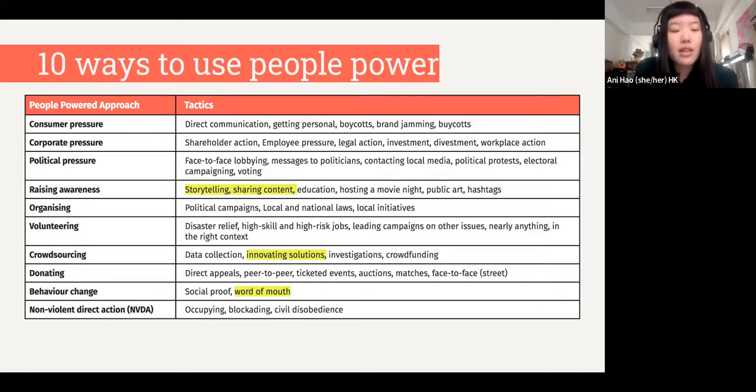For this one, I think a lot of them sort of overlap. For example, I think of donating, volunteering, organizing, raising awareness. It's really interesting, but some tactics can cross over all of these.